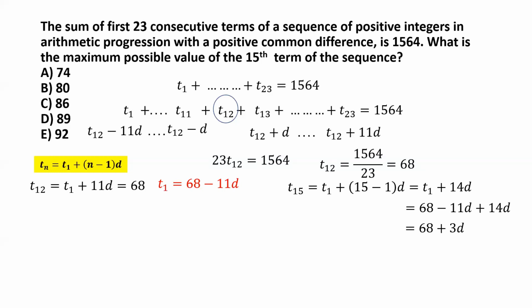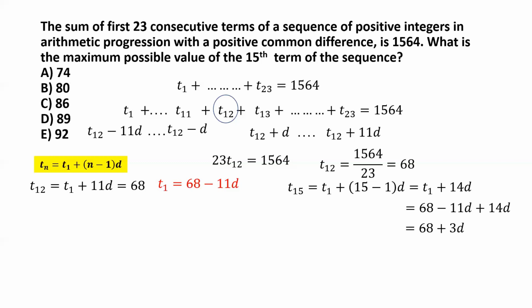So what would be the maximum possible value of T15, which is what we are asked to find? Well, that really depends. From the relationship that T15 equals 68 plus 3D, the maximum value of T15 depends on the maximum possible value that D can take. We know that D has to be a positive integer, because the sequence is of integers, so the common difference by definition has to be an integer as well, and it is positive. So the question comes down to: what's the maximum possible value that D can have?